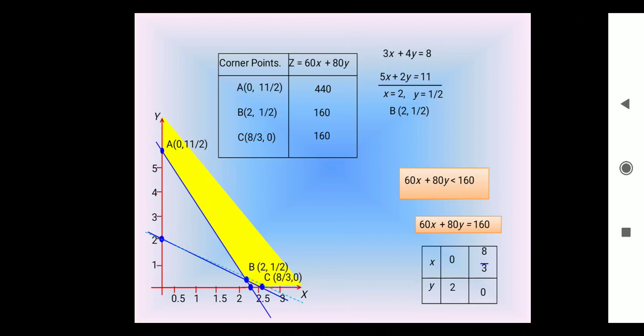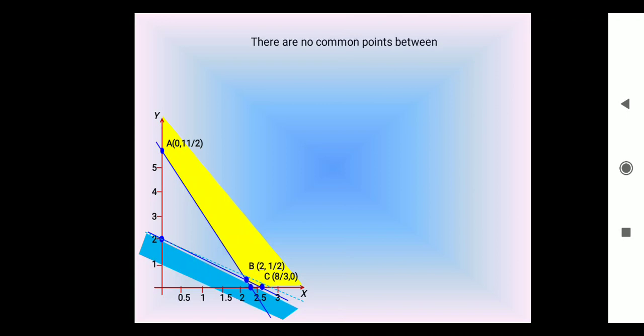Here (0, 2) and (8/3, 0) are connected by a line. Observe the third inequality, that is 60x + 80y < 160. When we substitute x and y as 0, we get 0 is less than 160, which is a true answer, hence shading towards the origin. Now you need to observe the graph. Here there is no common point. Therefore, there are no common points between the feasible region and the shaded region. Here the feasible region is shown in yellow and the shaded region is shown in blue.